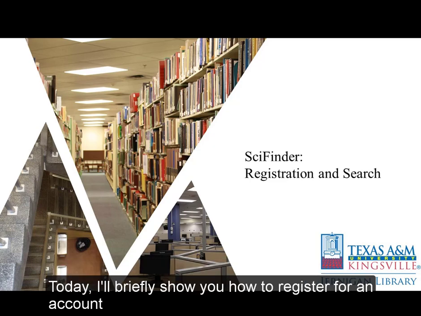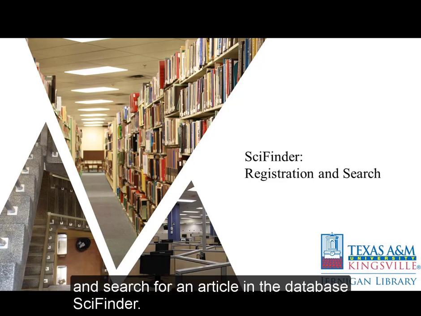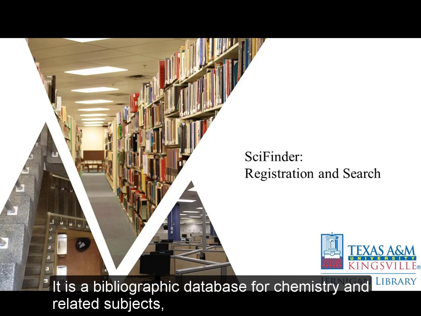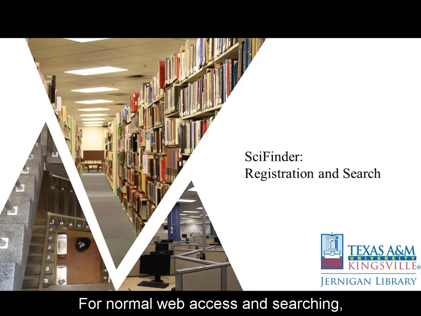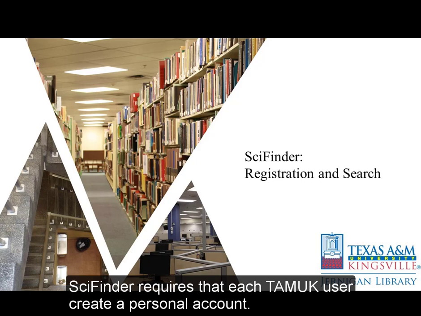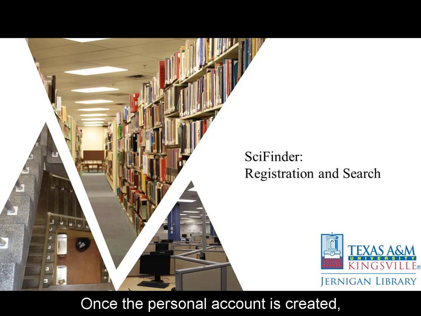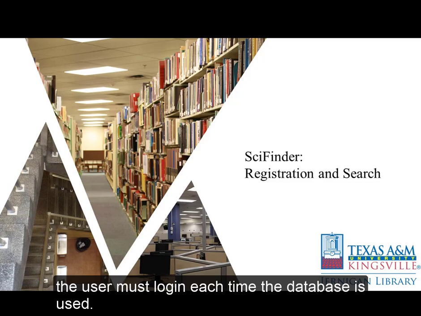Today, I'll briefly show you how to register for an account and search for an article in the database SciFinder. It is a bibliographic database for chemistry and related subjects, such as biomedical sciences, engineering, material sciences, agricultural science, and more. For normal web access and searching, SciFinder requires that each TAMUK user create a personal account. Once the personal account is created, the user must log in each time the database is used.